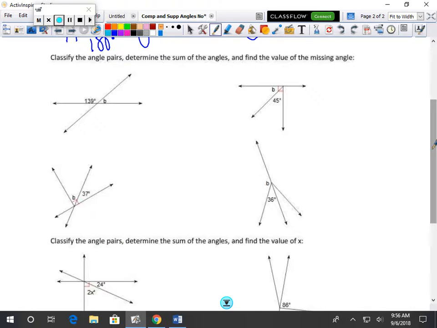Looking at the next little set, we want to classify the angle pairs, determine the sum of the angles, and then find the value of the missing angle. Looking at the first one here, this is a straight line, which makes these supplementary. To find my missing angle, I'd do 180 minus 139, which gives me 41 degrees for the missing angle.